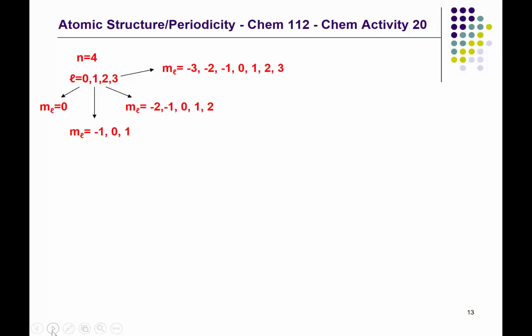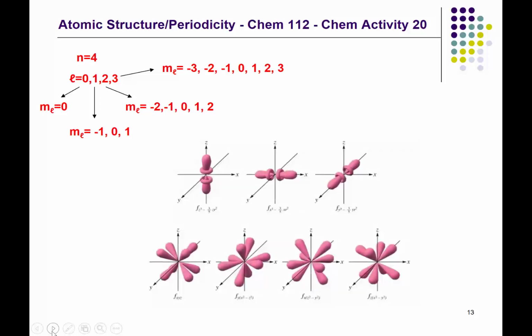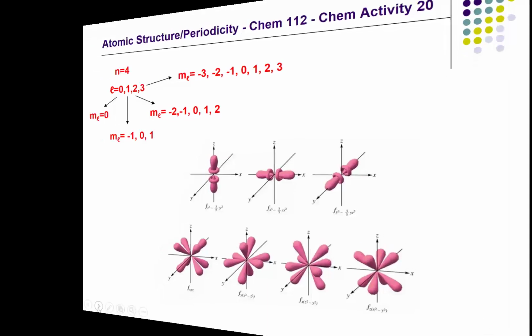If you count the total number of solutions for n equal to 4, you'll see that in fact we have 16 different orbitals that are described. Here are what the boundary surface diagrams look like for these different orbitals. I haven't included this in your course pack. There's no way that you're responsible for trying to sketch out these boundary surface diagrams.